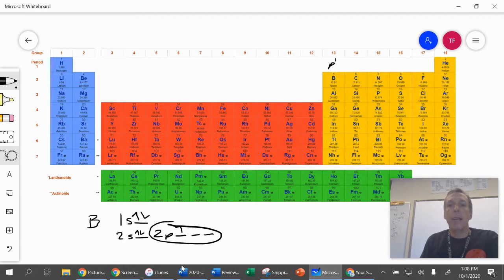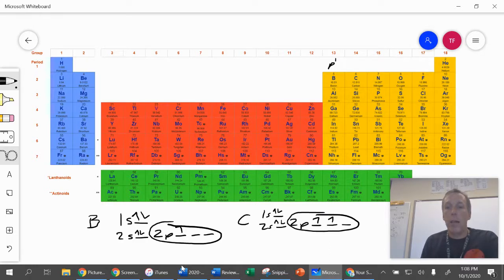If we went on and did carbon, carbon has 6 electrons: 1s with 2 electrons, 2s with 2 electrons, and then in the 2p orbital there would be 2 electrons, for a total of 6 electrons. But again, we're focusing on this very last orbital, and you can see there are 2 electrons in there, which means carbon ends in p2. The orbitals before the p orbital are all full, but the p has 2 electrons in it.